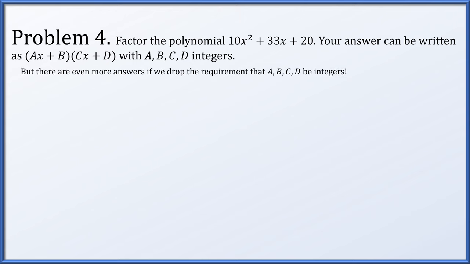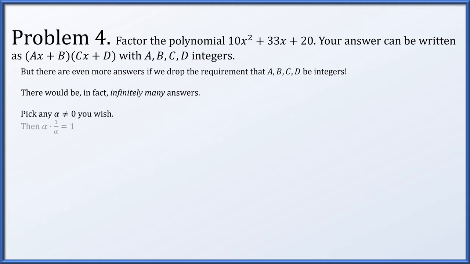There are even more answers, however, if we drop the requirement that a, b, c, and d be integers. And we're still going to get the polynomial 10x squared plus 33x plus 20, by the way, with non-integer choices for a, b, c, and d. In fact, there are infinitely many answers. Pick any real number you want except 0: 12, 8.2, negative pi squared over 247 times the square root of 28. I don't care. Any number that is not 0.